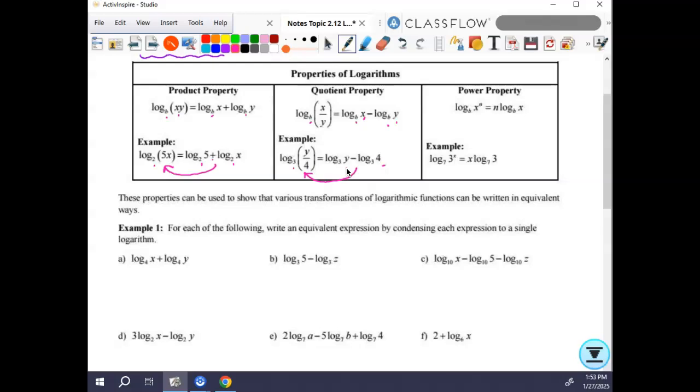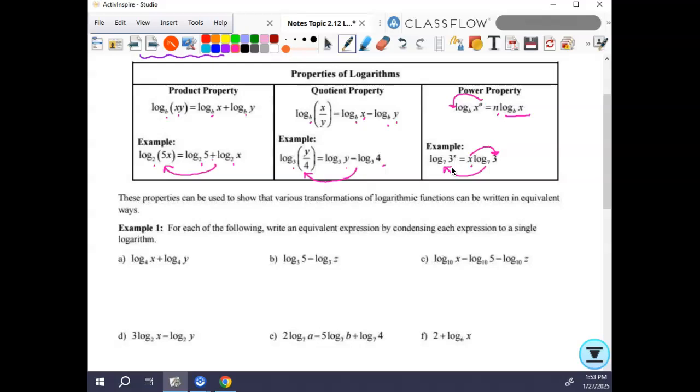All right, so then I have my power property. I have log base b of x to the n. So this exponent gets to come out front here. That's where we get n times log base b of x. Or again, we could go the other way. You have something out in front of your x. You can bring it up here as an exponent, and that's where we would get log base 7 of 3 to the x. Okay, those sound familiar?